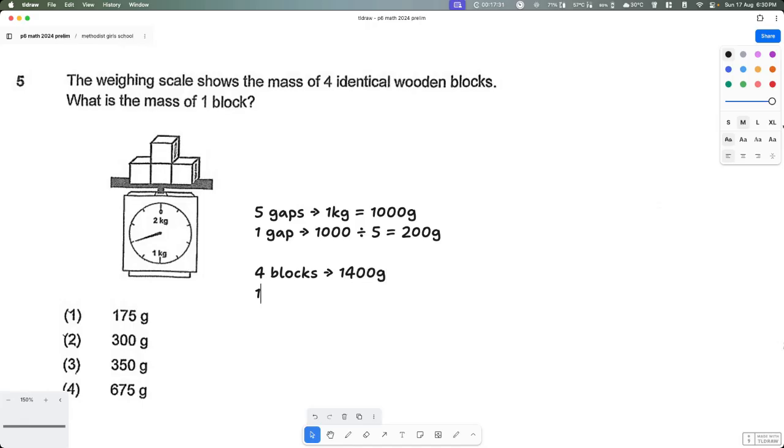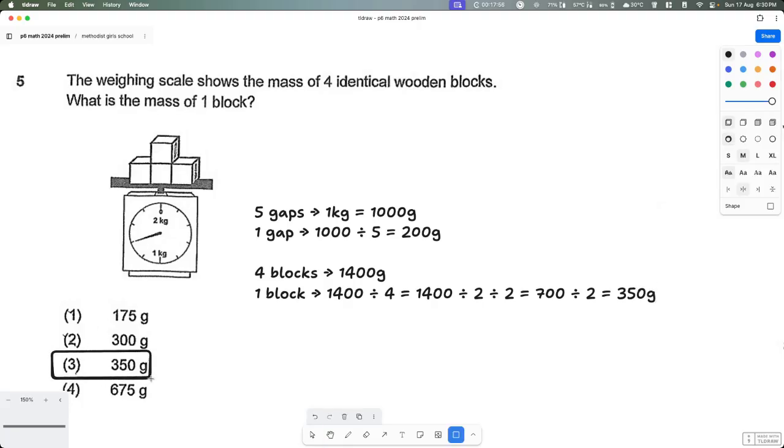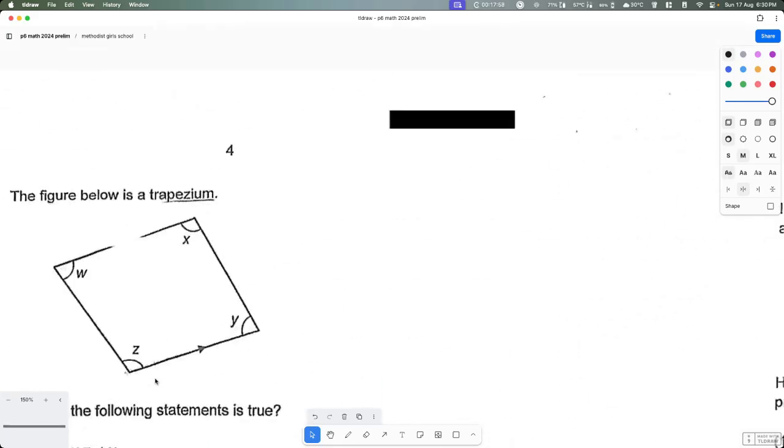Okay, so one block is equal to, in this case, 1400 divided by 4, which is 1400 divided by 2 divided by 2. That means 700 divided by 2, which is 350 grams. So the answer is 350, which is option number 3. Let's move on to the next question.